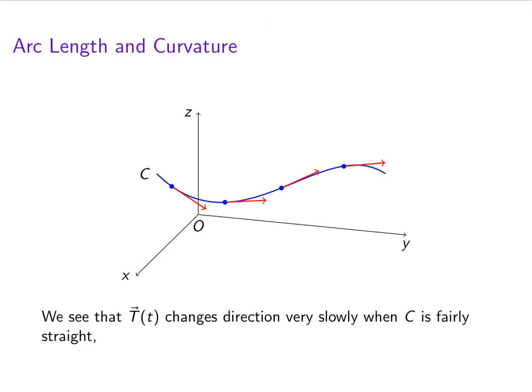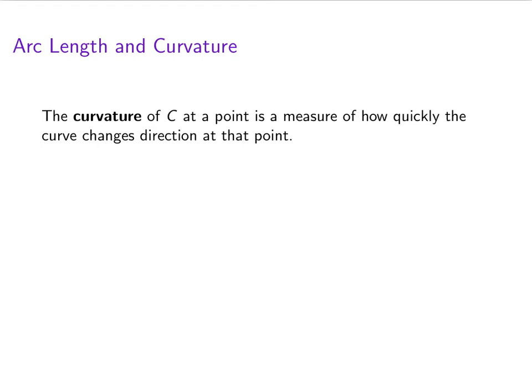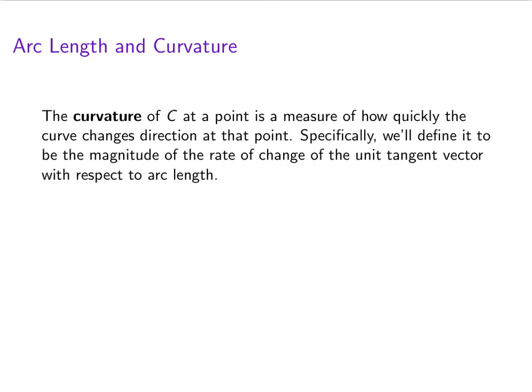And we can see that this unit tangent vector changes direction very slowly when the curve is reasonably straight, but it will change direction more quickly when C turns more sharply. So the curvature of a curve is a measure of how quickly the curve changes direction at that point. To be specific, we're going to define it to be the magnitude of the rate of change of the unit tangent vector with respect to arc length.